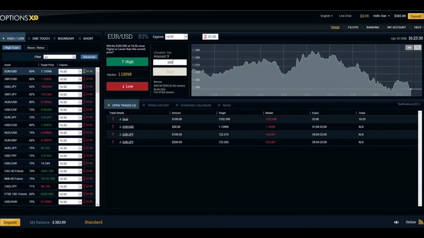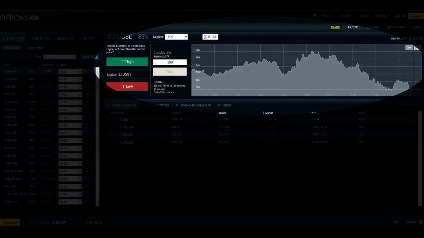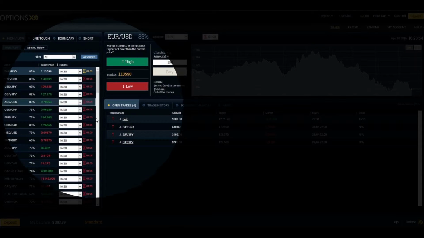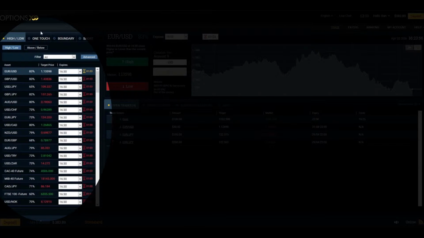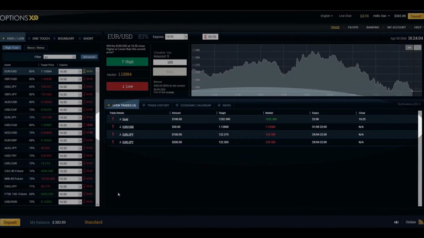Notice that the XO trading platform is comprised of three windows. The main window on the right, which includes our trading interface and chart, the assets and options window on the left, and the multi-tab info window at the bottom. Let's look at this one next.